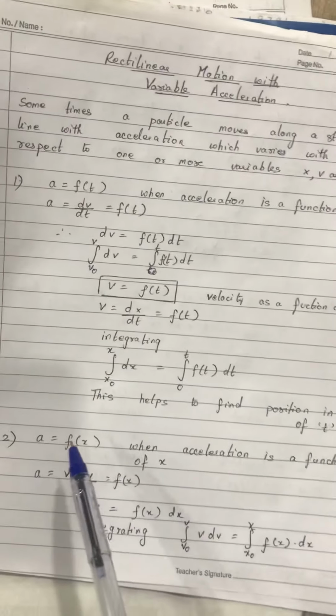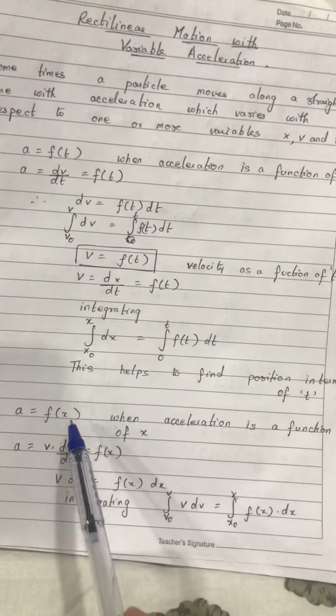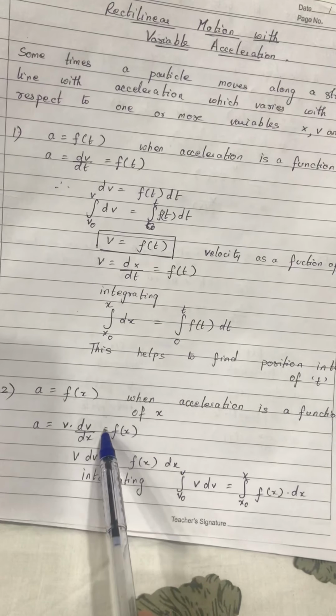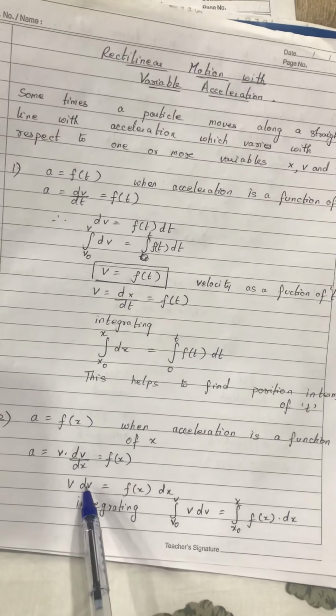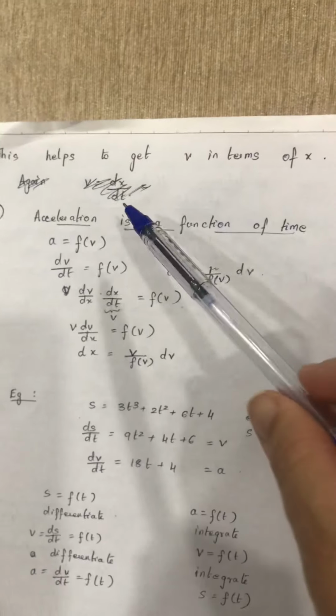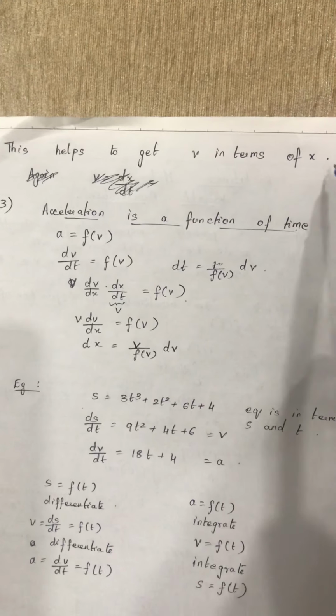Now, if I have a which is given to me as an equation in terms of x, then acceleration can be written as v into dv by dx, which will be equal to f of x. So v dv is equal to f of x dx. Integrating on both the sides, this will help us to get velocity in terms of x.